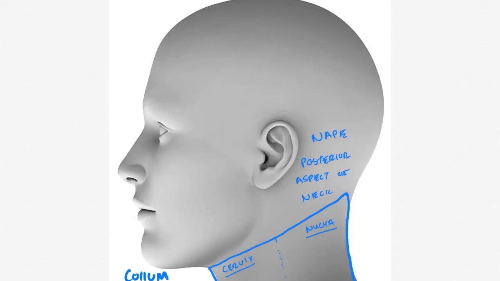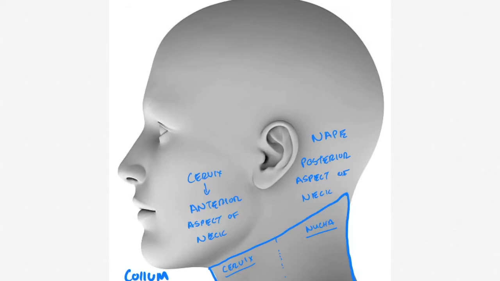Similarly, the cervix in English is anterior aspect of neck. And that's it. That's all that is required of you to learn when it comes to the subregions of the neck. There are several other regions found in the neck, but we don't need to go into that much detail.